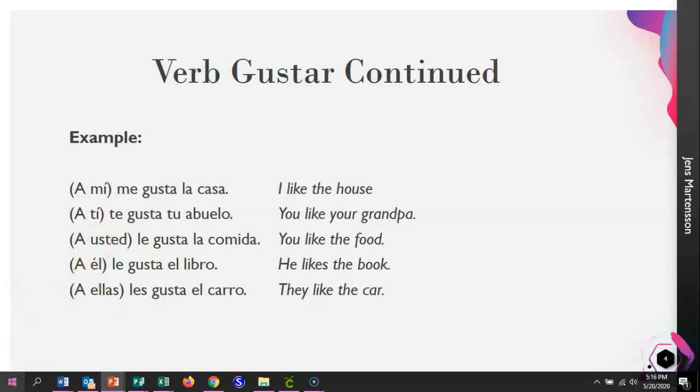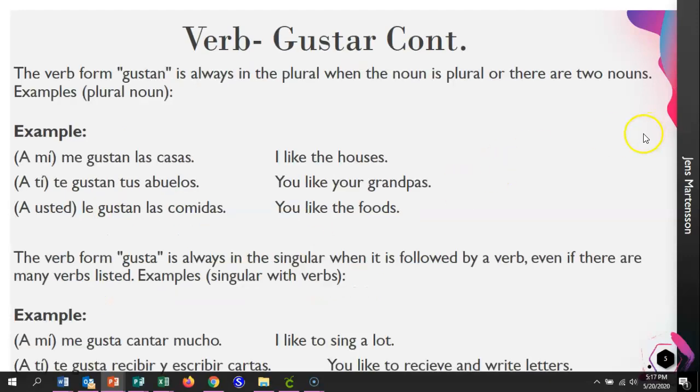If you're talking about a he, it's going to be a él. And if you're talking about plural for them, for they, female, it's a ellas. Otherwise, it'd be ellos for men. All right, the verb form gustan is always in the plural when the noun is plural or there are two nouns. Examples, plural noun. So gustan is always plural when the noun is plural.